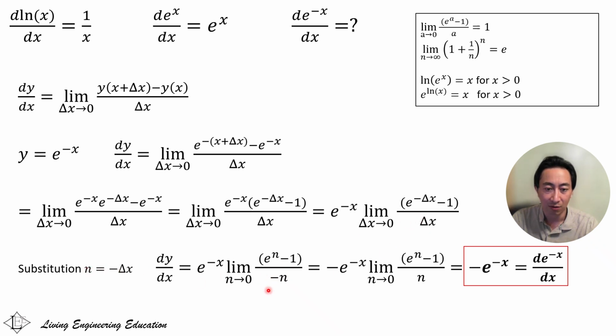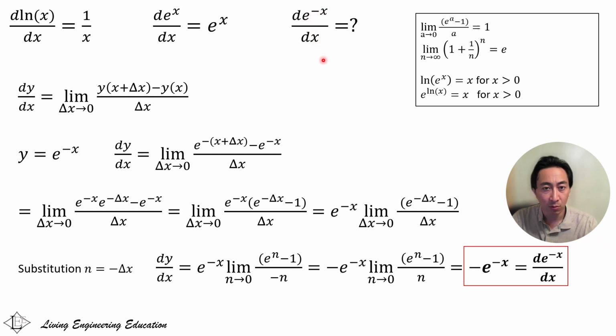Delta x is negative n. So I have a negative n here. So I'll pull this negative term out and attach it to this e to the negative x term. That's what we show up there. Then I have the limit as n approaches 0 of e to the n minus 1 divided by n. And now we look just like this. And so that's equal to 1. So negative e to the negative x is equal to the derivative of your decay term, the derivative of e to the negative x with respect to x.